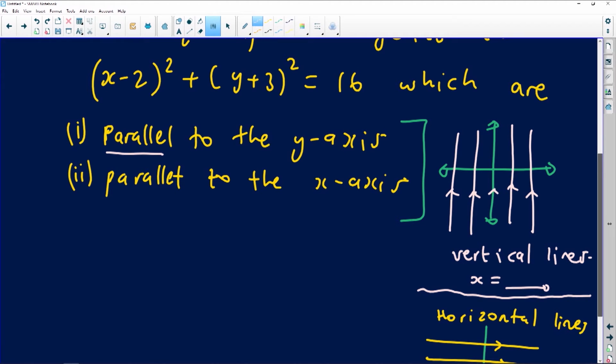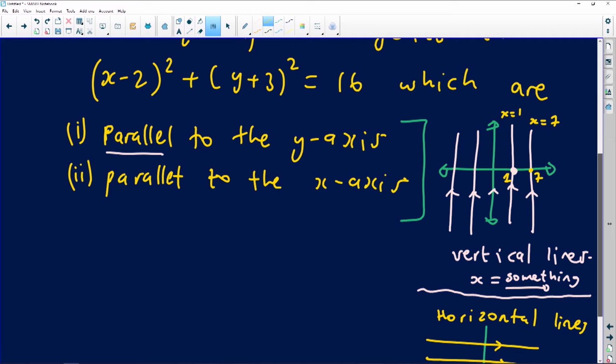They will all have the equation x equals something, some constant, some number. If this first line was passing at 1, its equation was going to be x equals 1. If it was passing maybe at 7, when x is 7, its equation was going to be x equals 7.